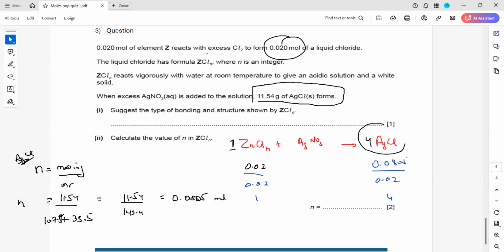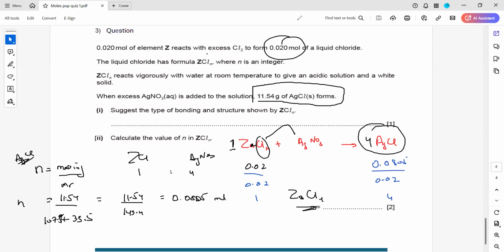So if it is forming 4 moles of silver chloride, how many chlorine should be present here? There should be 4 chlorine. Because all of those 4 chlorine will react with the silver to form 4 moles of silver chloride. So what is the integer value for n? The formula will not be Zn. By mistake I wrote Zn. It should be Z. So this is ZCl and we have AgNO3. When we took a ratio between them, the ratio is 1:4.